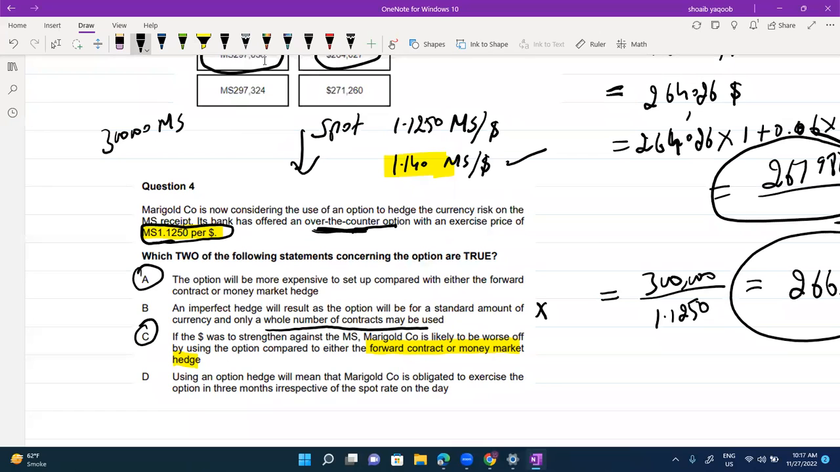C is the answer. Last is using an option hedge will mean that Marigold company is obligated to exercise the option. No obligation. The right to exercise.